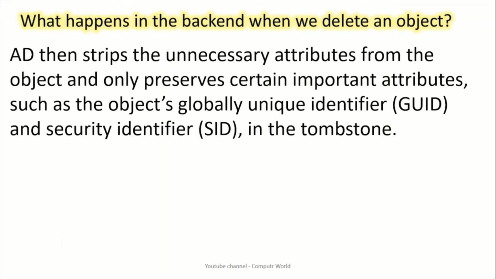So AD then strips unnecessary attributes from the object and only preserves certain important attributes such as the GUID and the SID. So it will just remove all the other attributes and keep only some important attributes, such as the global unique identifier and the security identifier, in the tombstone. So an object which is in tombstone, or a deleted object, will only have some important attributes such as GUID and SID.